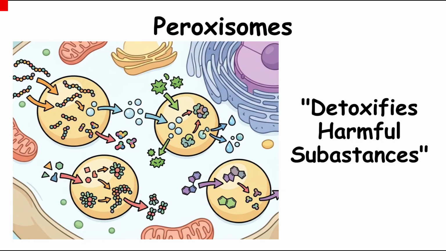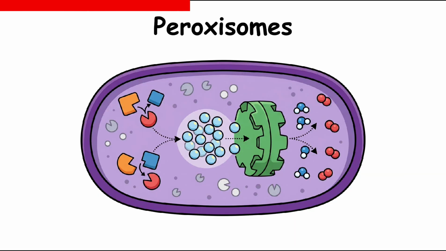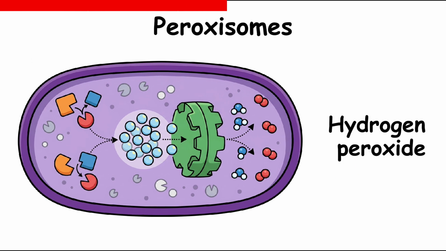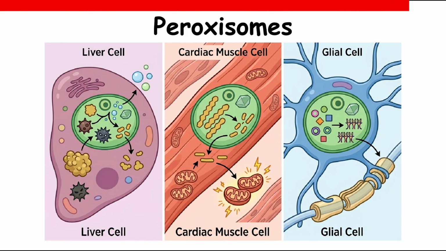Peroxisomes. Peroxisomes are small membrane-bound organelles that carry out several types of chemical reactions. They help break down certain fatty acids and participate in the processing of potentially harmful molecules. Some of their reactions produce hydrogen peroxide, which can damage cells if it accumulates. Peroxisomes contain enzymes, such as catalase, that help break hydrogen peroxide down into less harmful substances. Their exact functions vary between different types of cells.